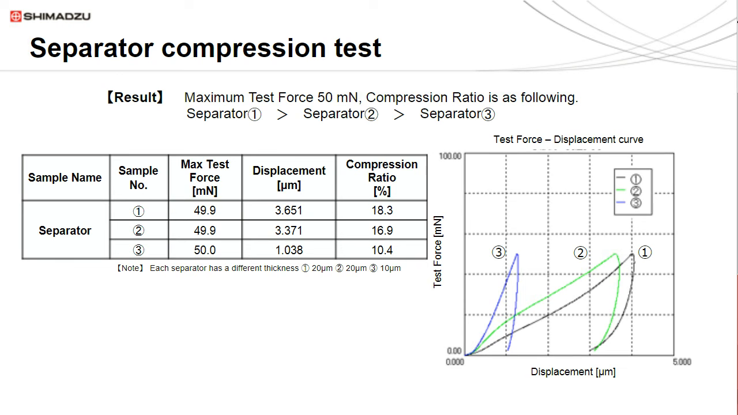Here are the results of the compression tests. You can see on the right the force versus displacement curves for the 3 separators. Separator 1 was seen to have the highest compression displacement and compression ratio, while separator number 3, the thinnest separator, showed the lowest displacement and the lowest compression ratio. Since separators are incorporated into the battery with a large amount of pressure, this may be a useful material characteristic to be aware of when manufacturing the batteries.